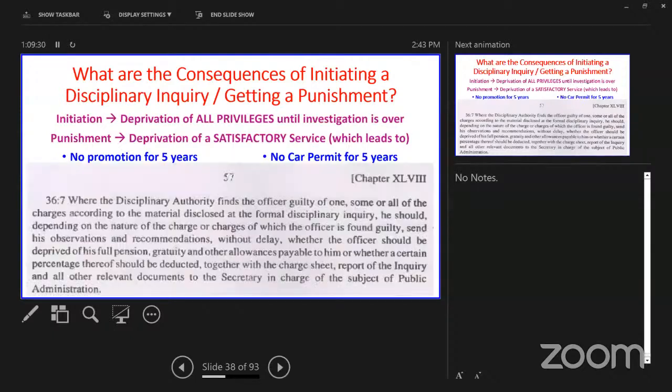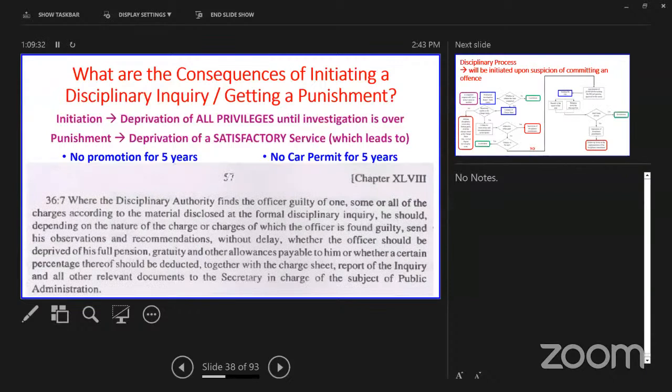And so you are deprived of all the satisfactory services, so you will not be promoted. So think about those things. And more than that, the main thing is the mental stress undergone during that investigation, until the investigation is over.